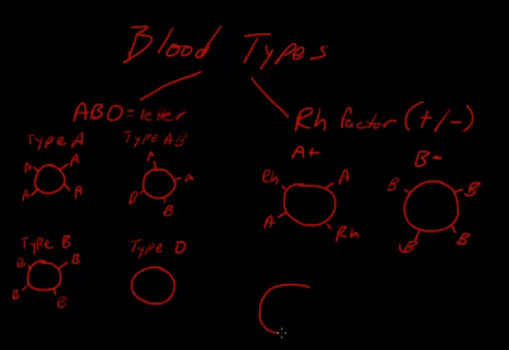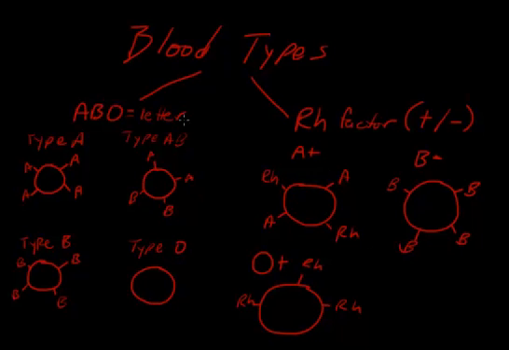A cell that has neither A or B, but does have RH. So this guy just has the RH. So remember, to get the letter for the blood cell, we look over here and we see neither A nor B, so that's a type O red blood cell. But because it does have the RH antigen, it is an O positive red blood cell.